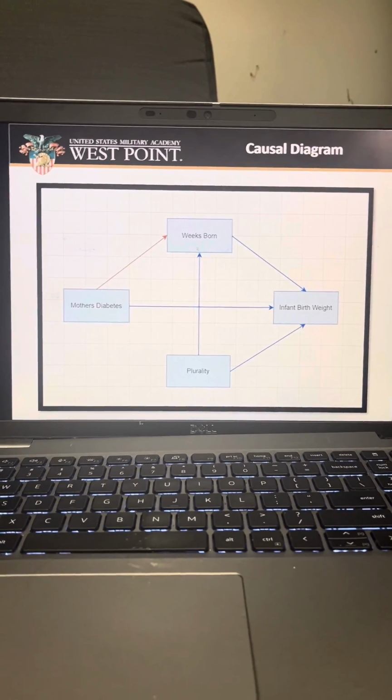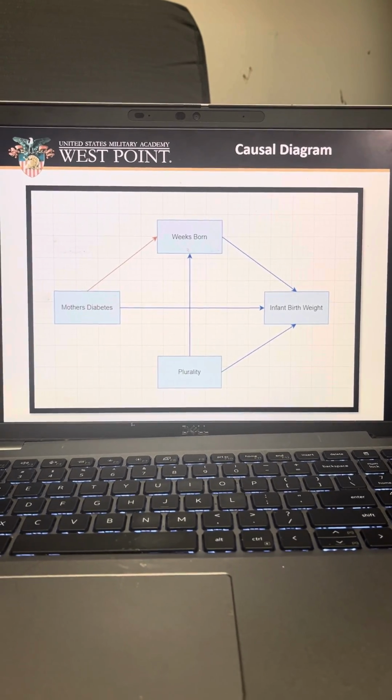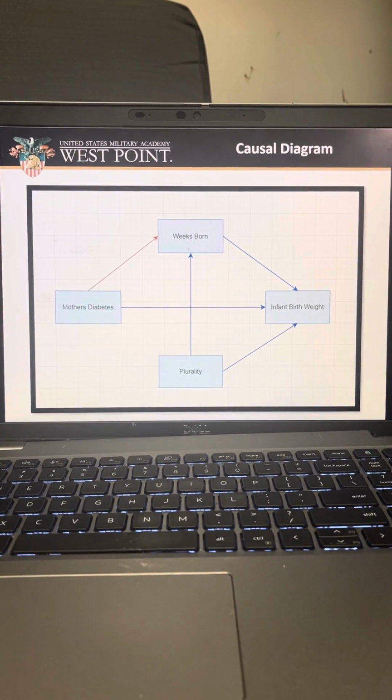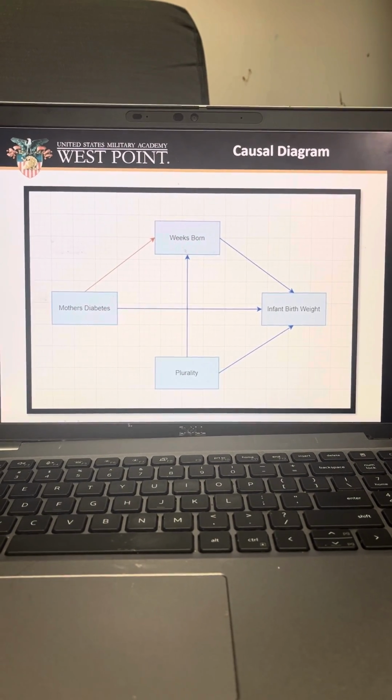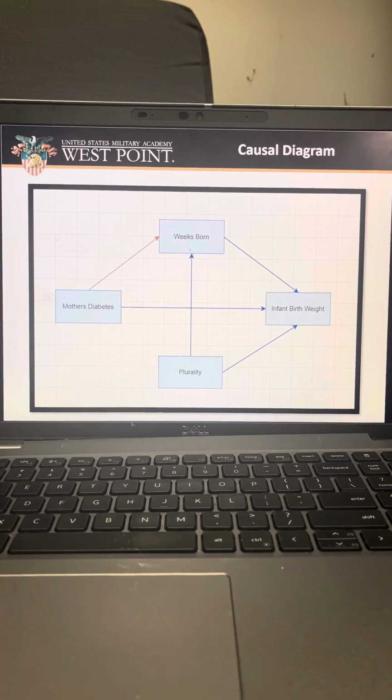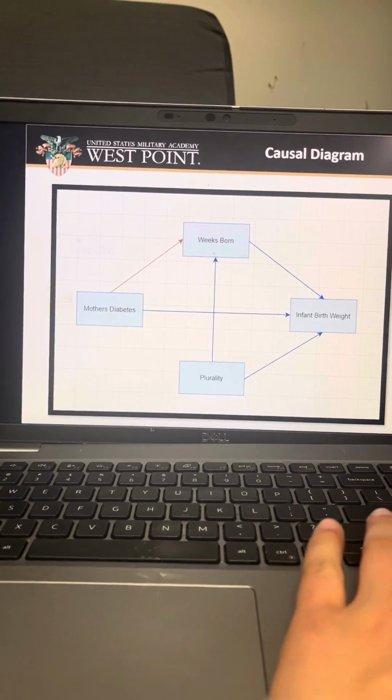In our causal diagram, you can see that we assumed that the mother's diabetes would have an effect on infant birth weight, as well as weeks born and plurality both affecting infant birth weight as well. We also assumed that the mother's diabetes might have an effect on weeks born and that plurality would also have an effect on weeks born.